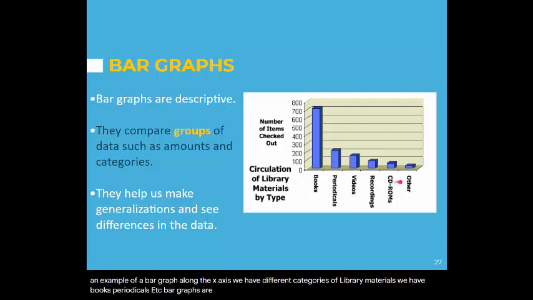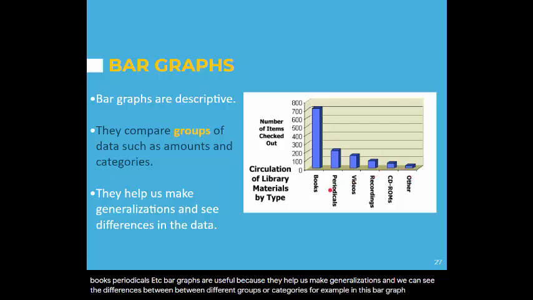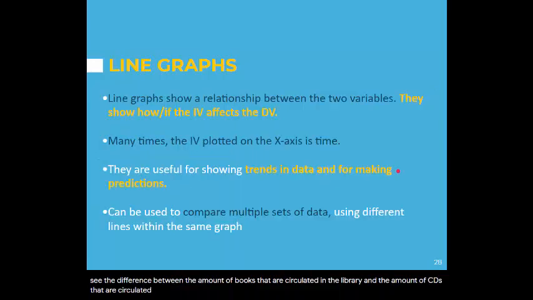Bar graphs are useful because they help us make generalizations and we can see the differences between different groups or categories. For example, in this bar graph we can see the difference between the amount of books that are circulated in the library and the amount of CDs that are circulated.